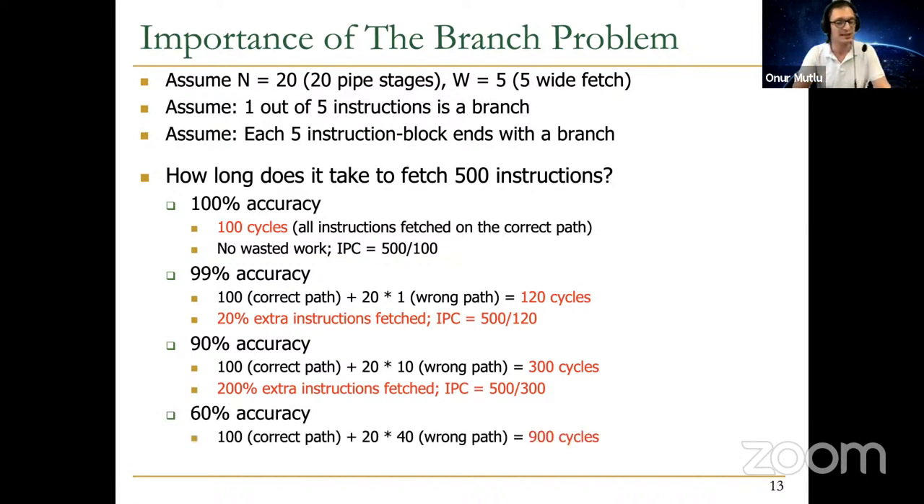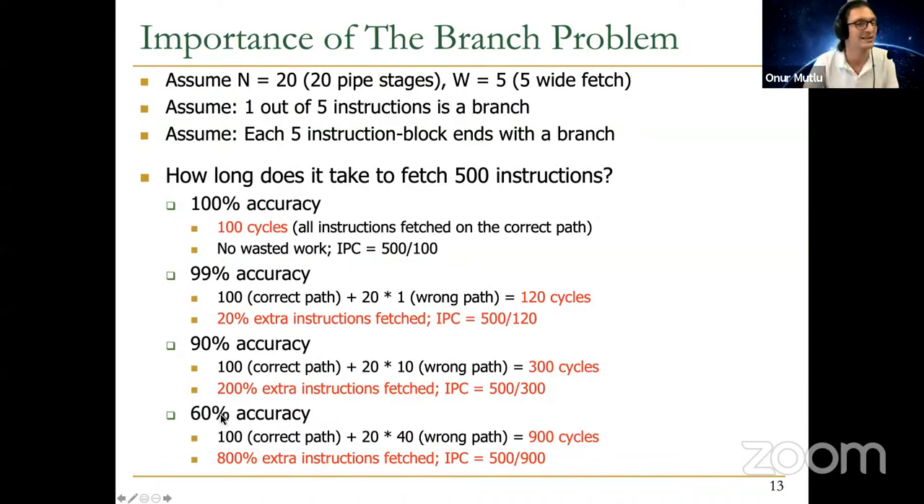If you go to 60%, you have a terrible machine because you're spending most of your time on the wrong path, as you can see, right? Because each branch causes a 20 cycle delay and you have 40 of those, even though your accuracy is 60%, better than random luck, right? So this is the importance of the branch problem.